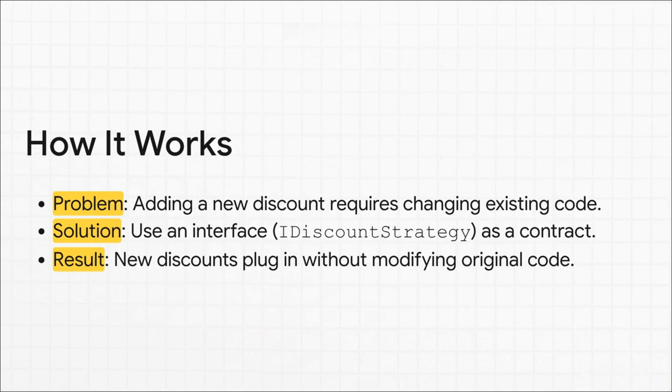So imagine you have a discount calculator. If you want to add a new premium customer discount, the bad way is to go back and add another if or else if statement to your original code. The right way: you create a contract, an interface, called something like IDiscountStrategy. Now, any new discount type, premium discount, holiday discount, whatever, can just plug into the system. You're extending what the system can do without ever touching that original stable code.